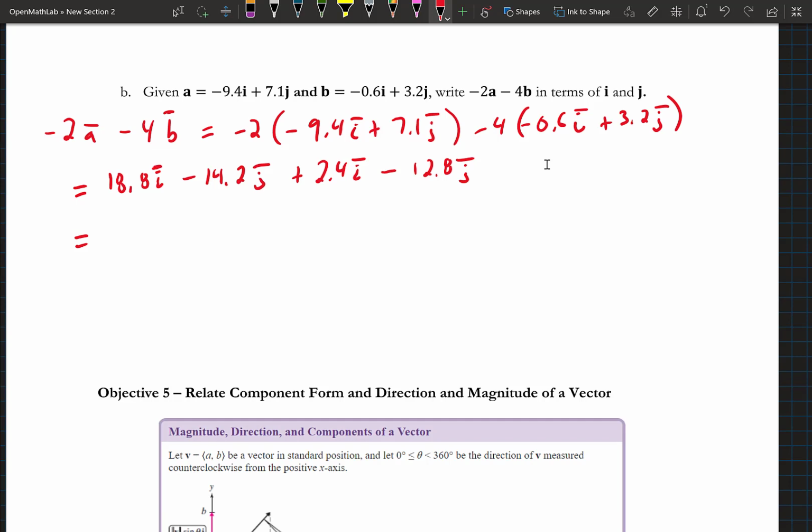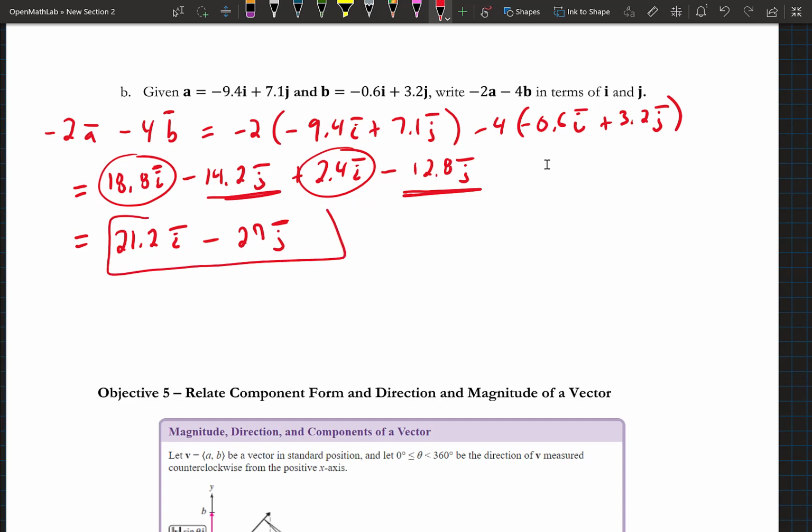Right? So now I can just combine like terms. This one and this one are like terms, where I can combine those and get 21.2i, and then this one and this one we can combine to get minus 27j. And we want to keep that in terms of i and j, so that's what we're looking for. So not too complicated, right?